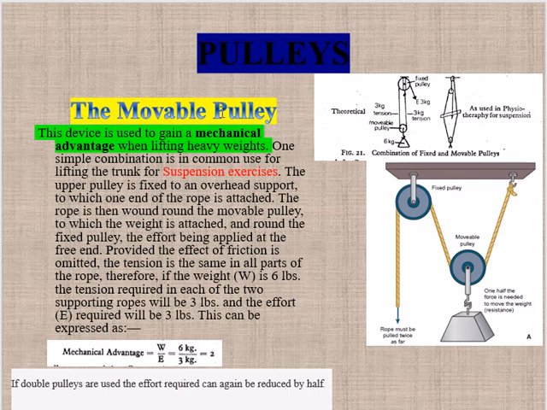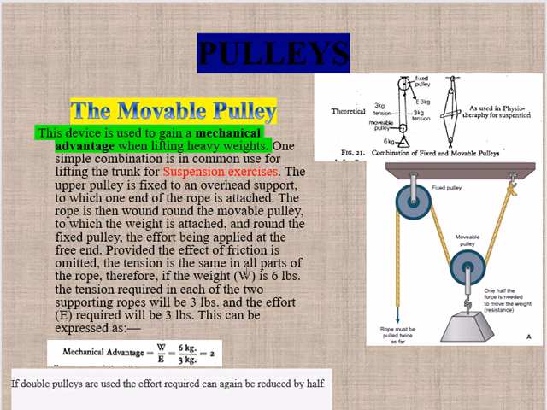Now look at the movable pulley. This device is used to gain a mechanical advantage when lifting heavy weight. For example, a simple combination is in common use for lifting the trunk for suspension exercise. The upper pulley is fixed to the overhead support to which one end of the rope is attached, and the rope is then wound around the movable pulley to which the weight is attached, and around the fixed pulley, and the effort is applied at the free end, provided the effect of friction is omitted.